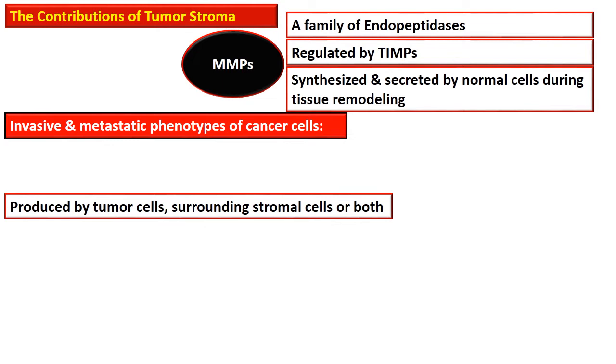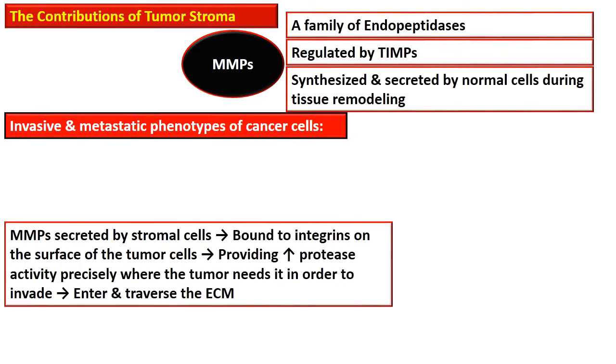These can be produced by the tumor cell as well as from the stromal cell, or can be produced by both. The metalloproteases are secreted by stromal cells, and they bind to the integrin on the surface of the tumor cell, and so that provides increased protease activity precisely where it is needed in order to invade. So that enables these tumor cells to enter and travel through the extracellular matrix.